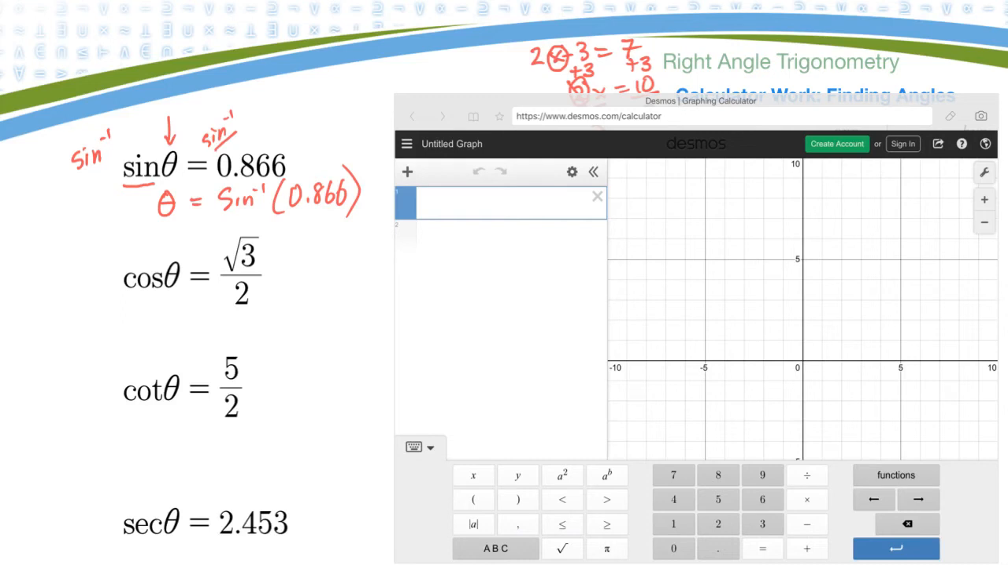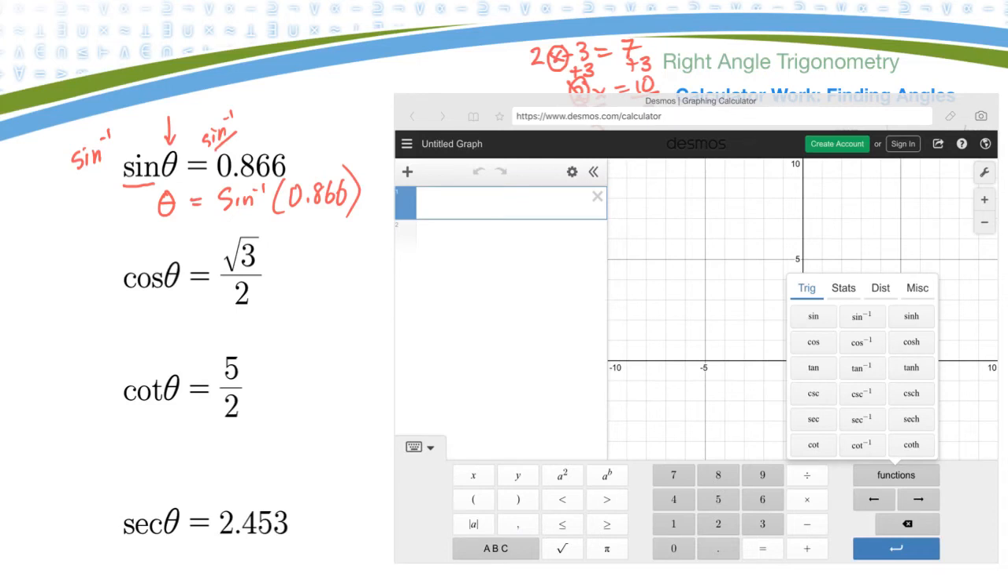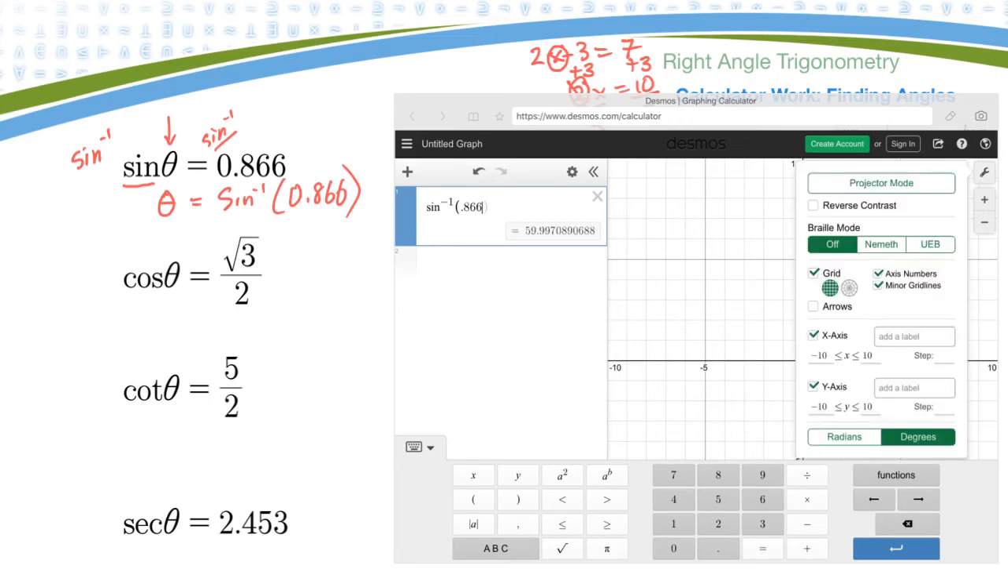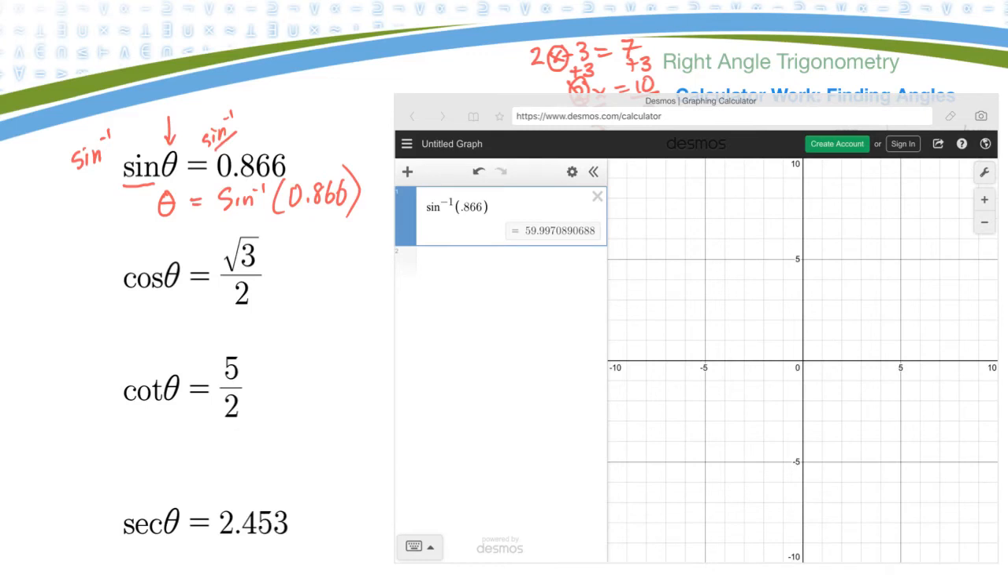Okay, so I want to do functions, and I want to do arc sine. There's the button right there, of 0.866. There. Ooh, that doesn't look right. I know this is 60 degrees, and that number doesn't look right. Therefore, it looks like I need to change my setting to degrees. There, degrees. There we go. That looks right. So 59.997, call it 60 degrees. So this one, theta would be 60 degrees.